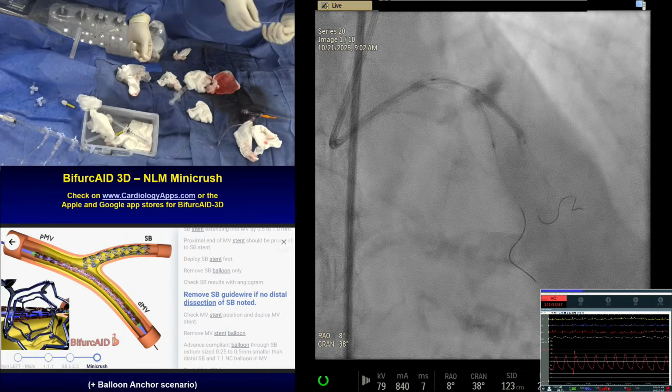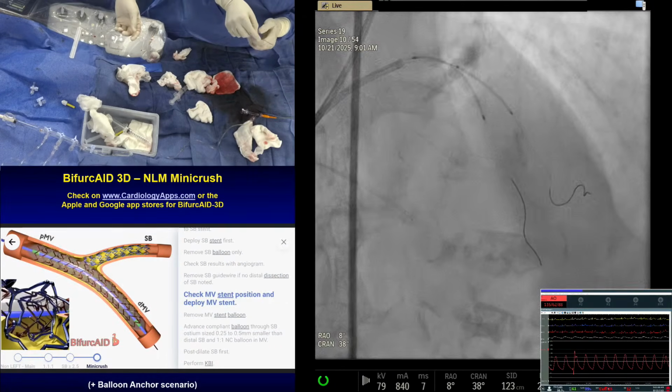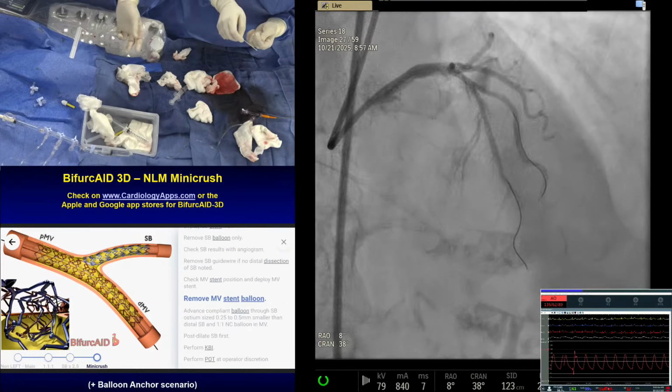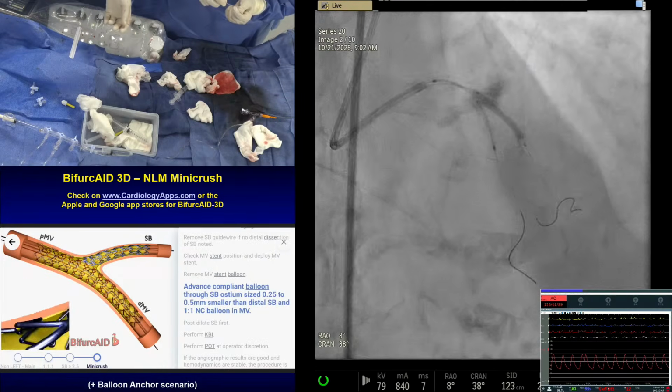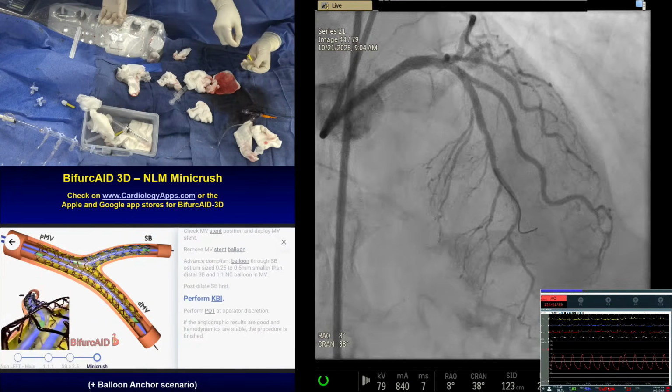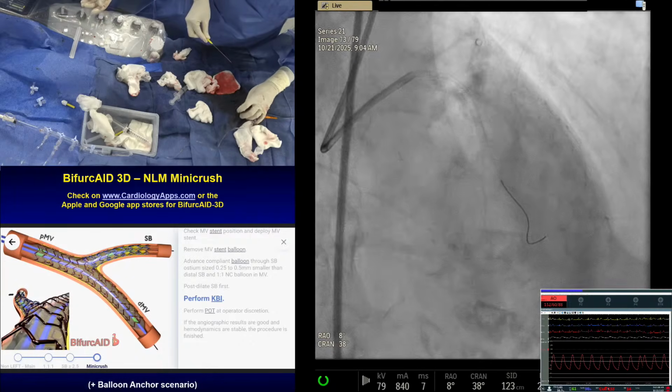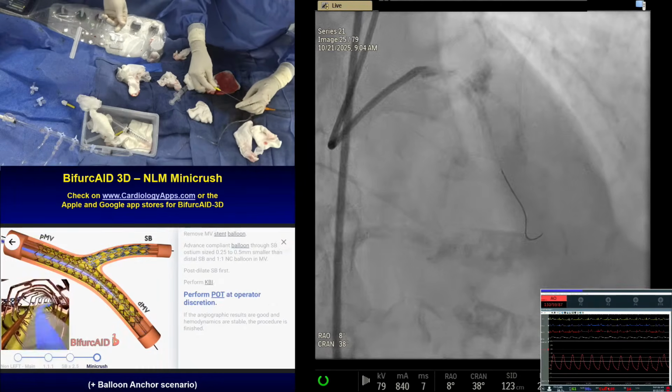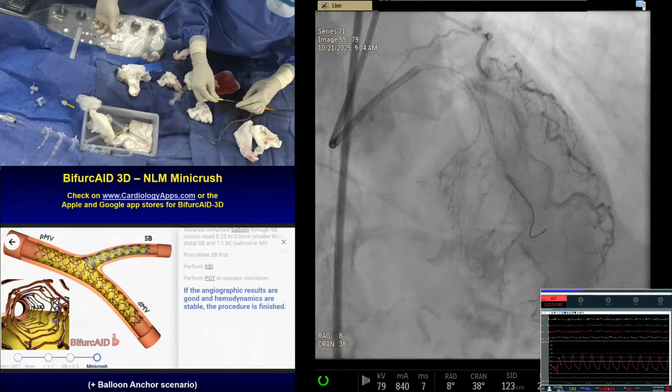Yeah. See this now. We did a plaque modification with a 2.5. Question is, could we have done with a 2.75? No, I think it looks good. Nice explanation. Now here we are, and now we should be able to post dilate that area. We can take the 2.75 12 high pressure balloon.